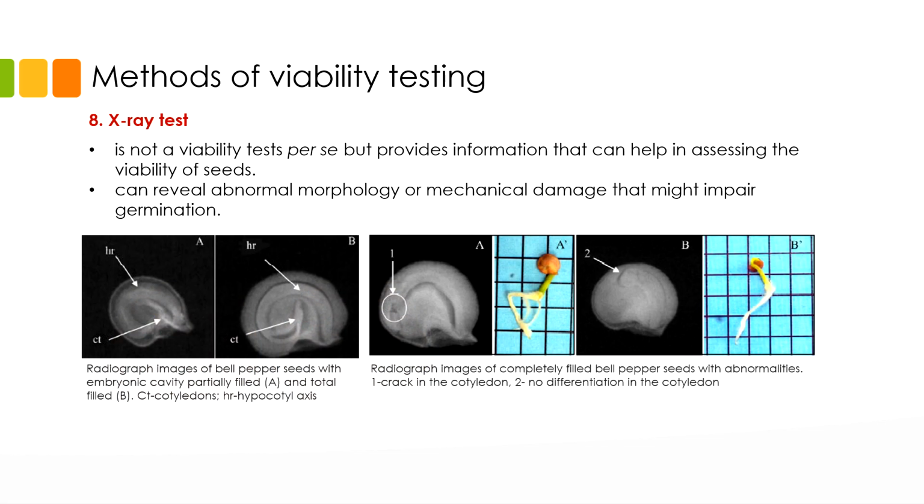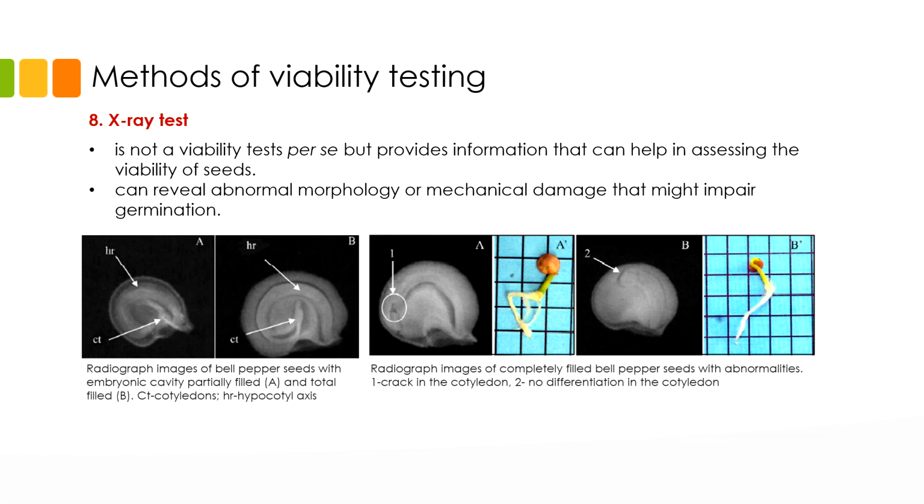Last but not least, we have the X-ray test. The X-ray test is not a viability test per se, but it provides information that is useful in assessing seed viability. It can reveal abnormal morphology or mechanical damage that may impair germination. Take a look at some examples here.